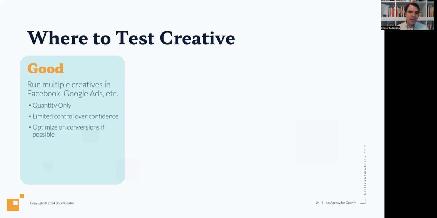So for example, even if you're optimizing on conversions and it's a lead generation thing and people are filling out a form, you don't know if it's attracting the right people filling out that form, if you don't have some other way of tracking this further downstream.